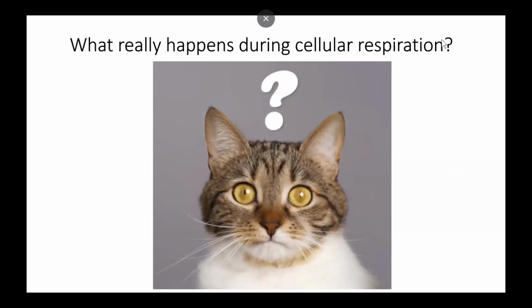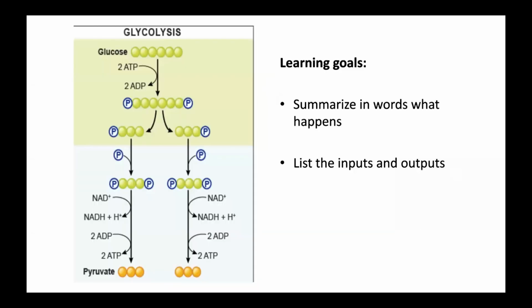Our question today is, what really happens during cellular respiration? Like, we know it's important because we're spending 2 weeks on it, but why is it important and what's happening? The first thing that happens is glycolysis.